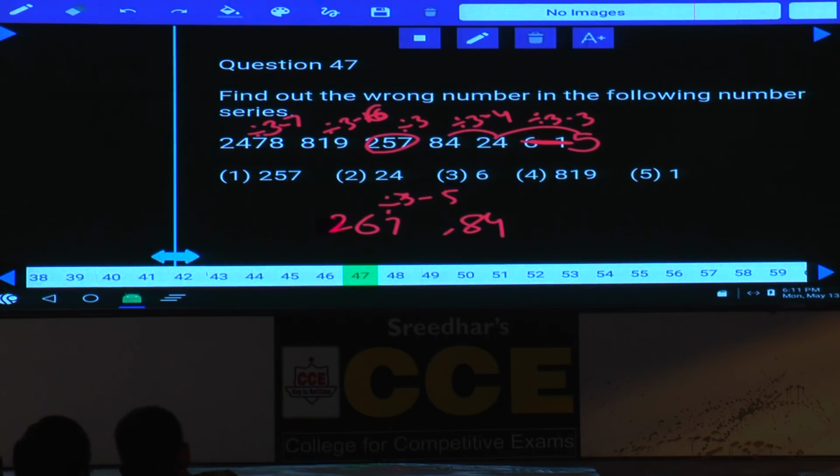Follow here, divided by 3 minus 7, divided by 3 minus 6, divided by 3 minus 5, divided by 3 minus 4, and divided by 3 minus 3. And this is about question 47.